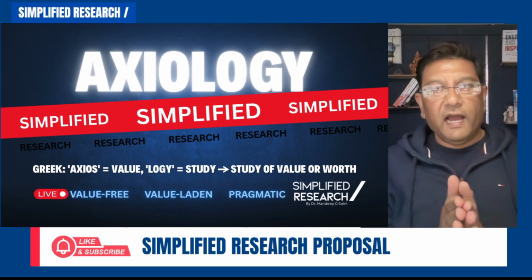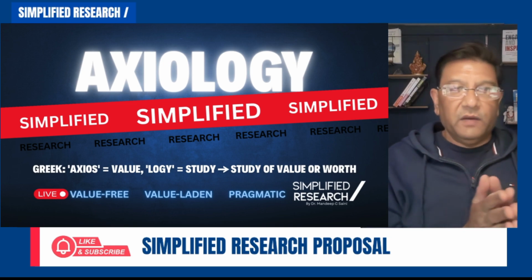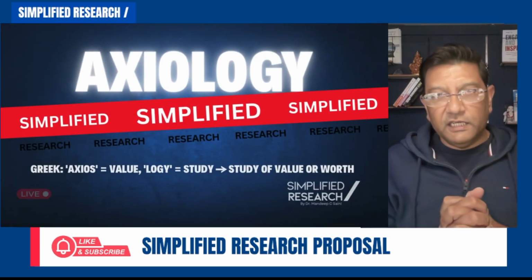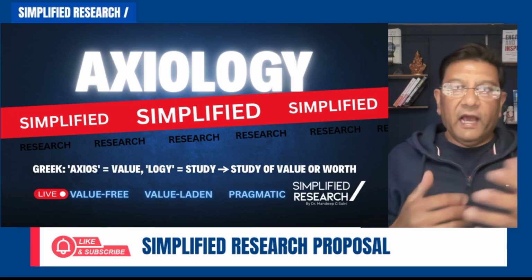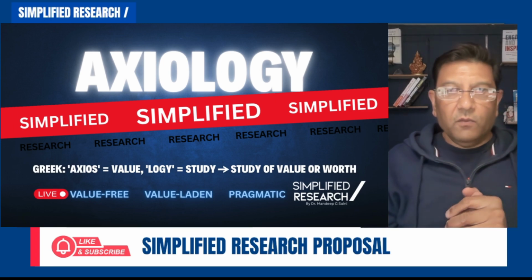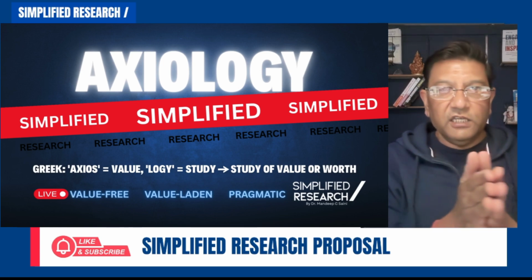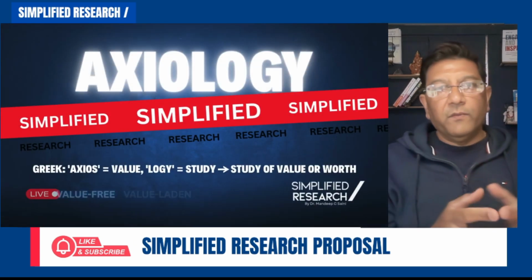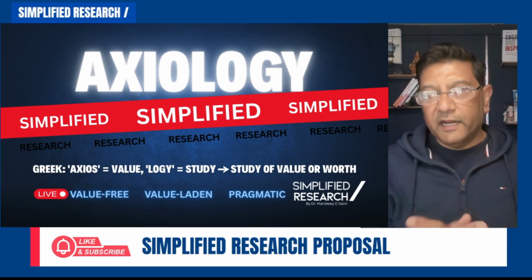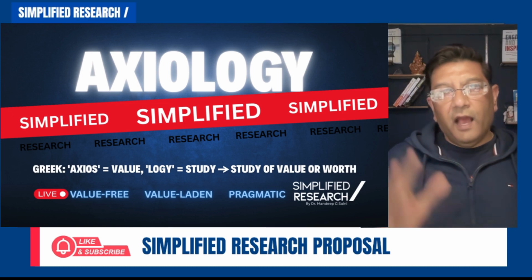And I will come back to you with more terminologies in research methodology, and we will try to make it more and more simplified. And we will talk about those elements in ontology, epistemology, and axiology in a bit more detail, so you can understand in a much better way. Till then, happy researching.